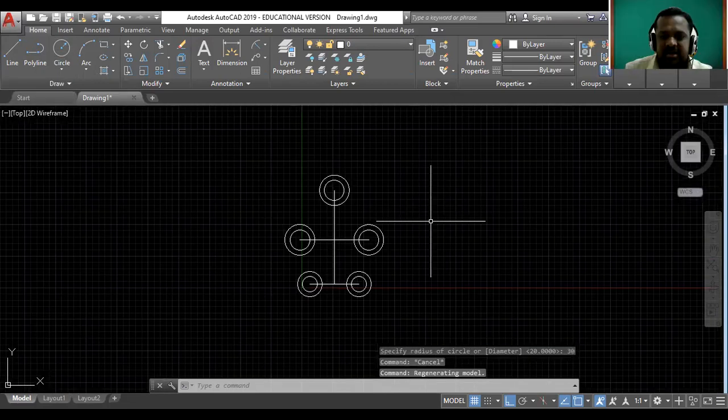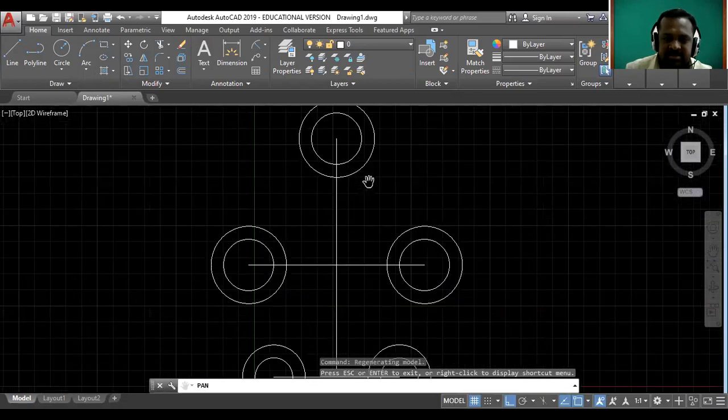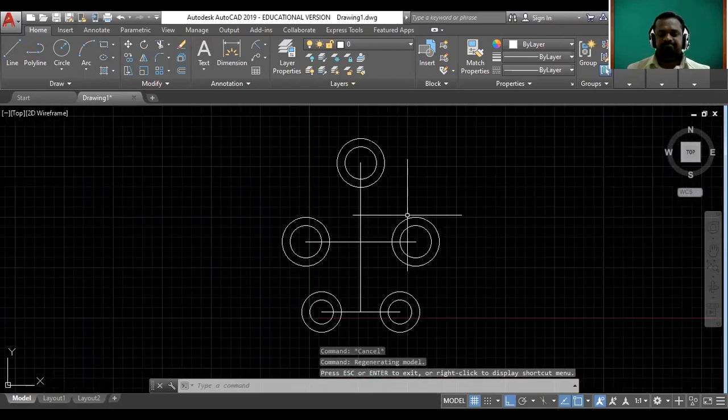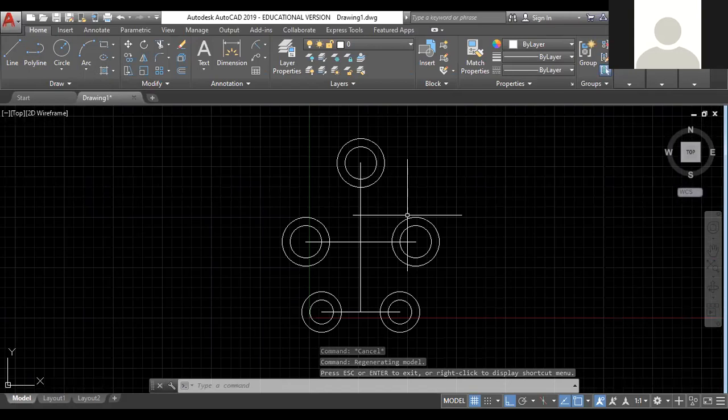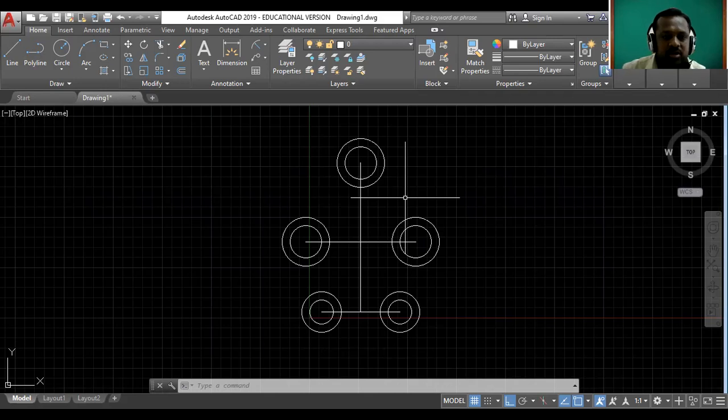Okay, that means all the circles we have drawn. Then which part is remaining? Yes, we just have to draw the curve part. Here, five curves are required. Then how to draw the curve?